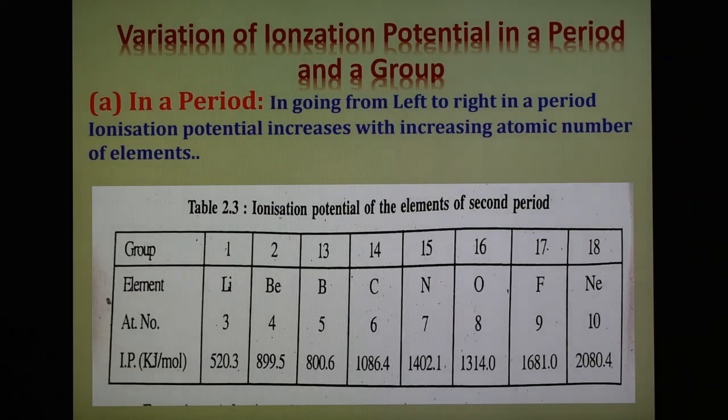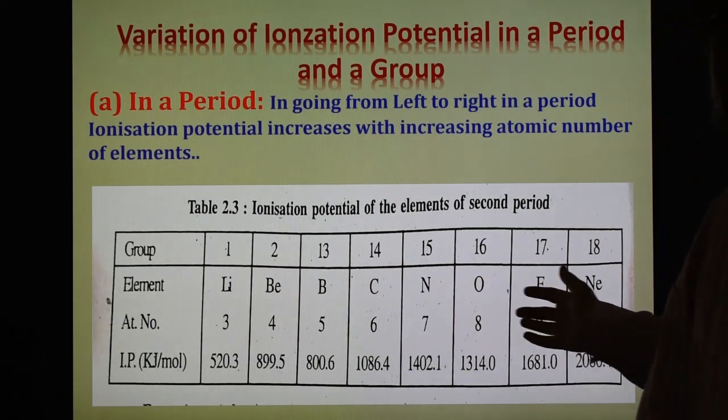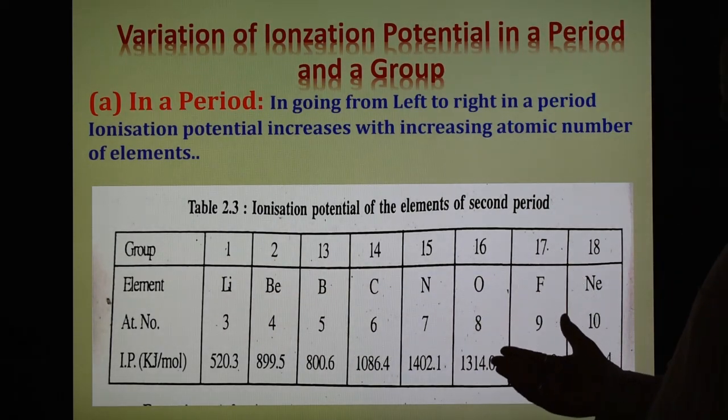So what is the variation of ionization potential in the period and in the group? As we know, ionization potential is the energy required to remove an electron, and as we go from left to right in the period, the ionization potential value increases with increasing atomic number, because it is very difficult to remove an electron as we go from left to right. Now the table shows the increase of the ionization potential value.